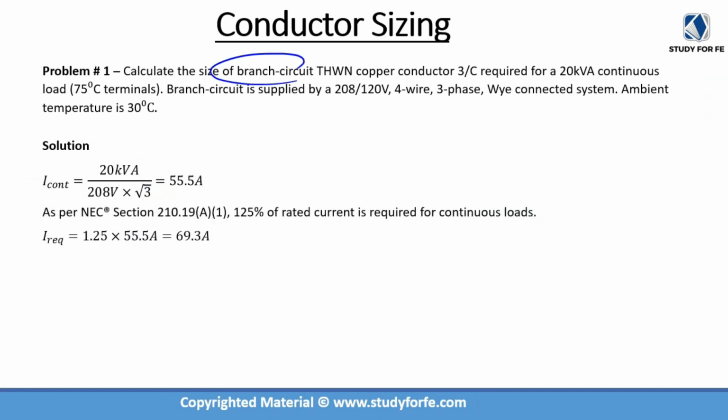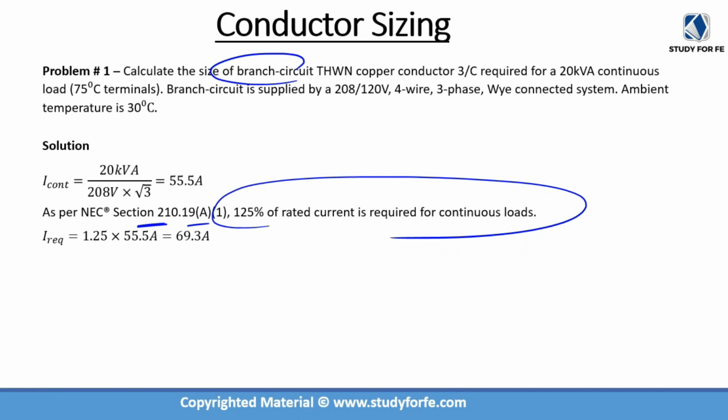Since we are dealing with a branch circuit, we have to refer to Article 210, and as per NEC Section 210.19(a)(1), 125% of the rated current is required for the continuous loads. So we are told that we have a 20 kVA continuous load. We have calculated what this continuous current is, and we are going to apply a factor of 1.25 on it, and we get 69.3 amps.